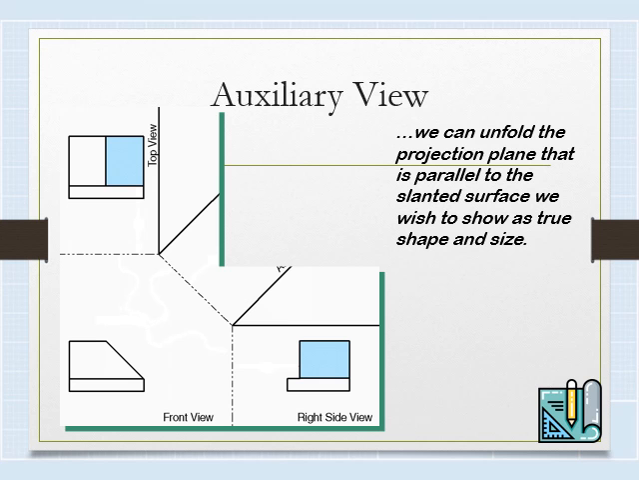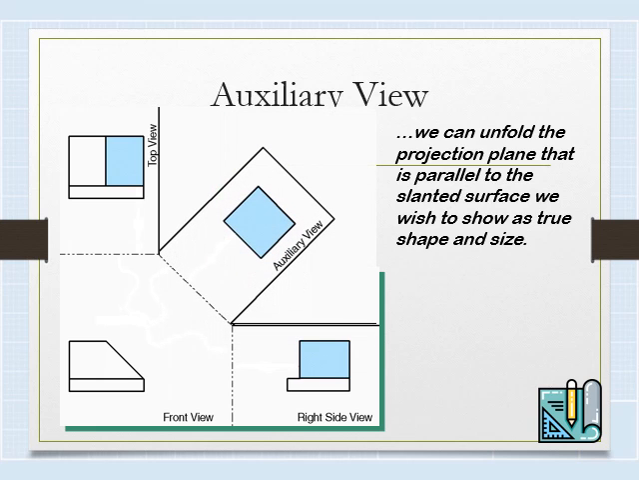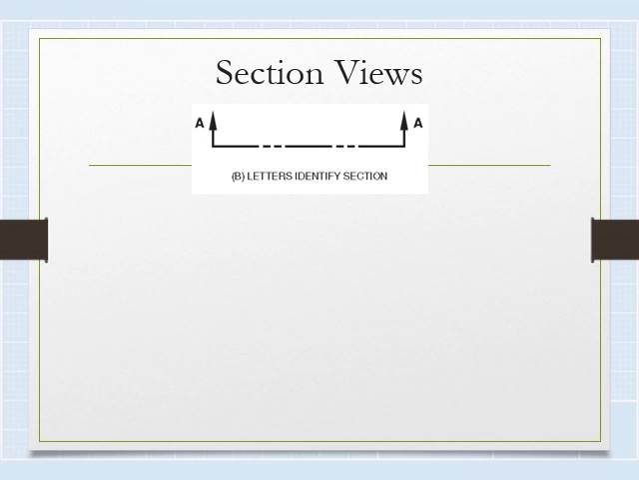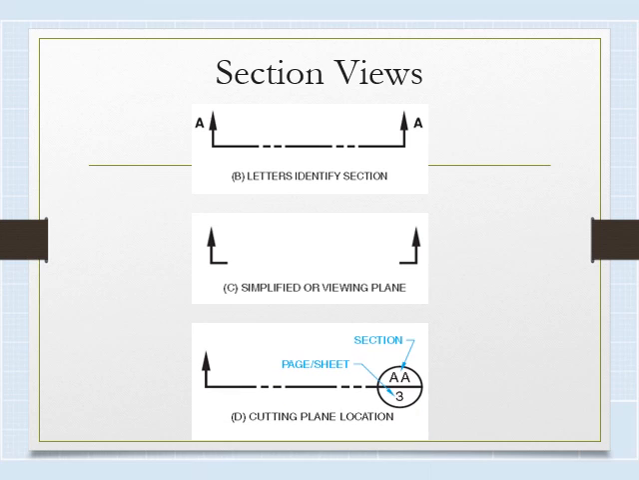If we have a slanted or a curved surface that we need to get the true size and shape for, we can use an auxiliary view. To find out what's going on inside of a part or within another view, we can use a section cut. So section cut opens the part or the view up for us to see what's happening inside of it. Always follow the direction of the arrows and read the labels.